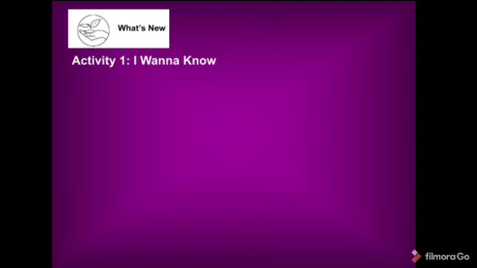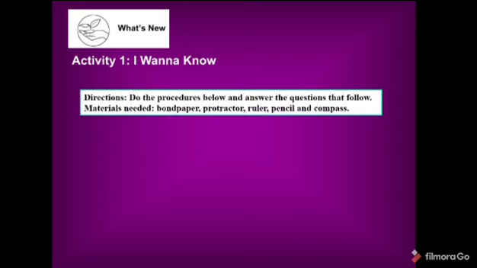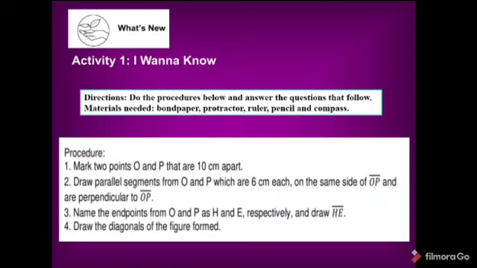We will have activity number 1, called I Wanna Know. The directions are: do the procedures below and answer the questions that follow. These are the materials that we need: bond paper, protractor, ruler, pencil, and a compass. So here are the procedures that we have to follow.